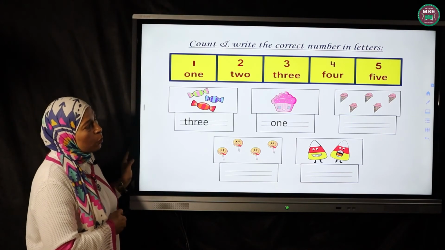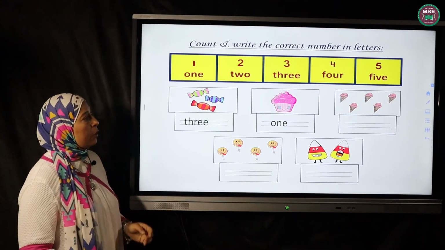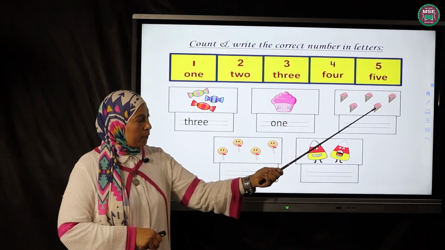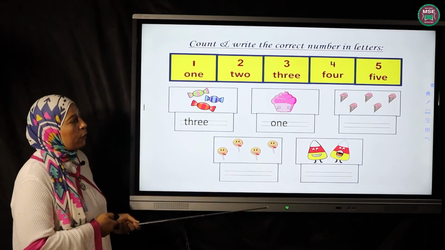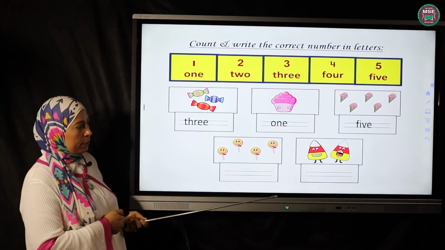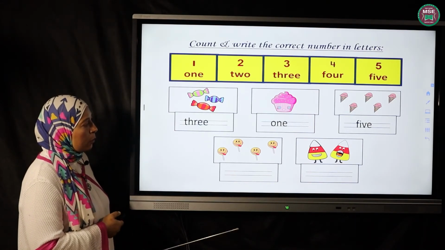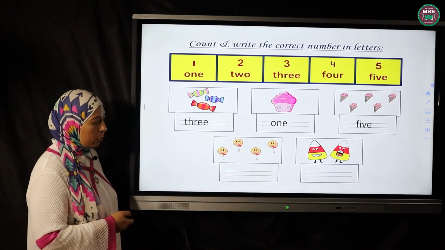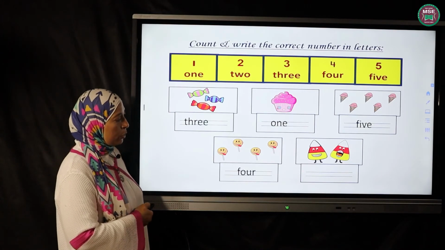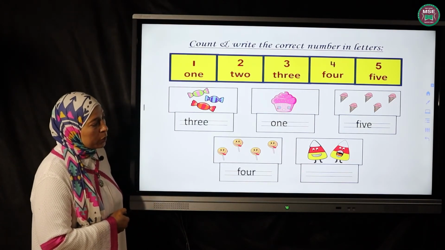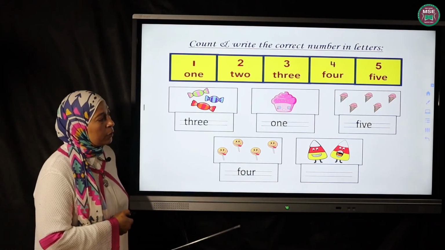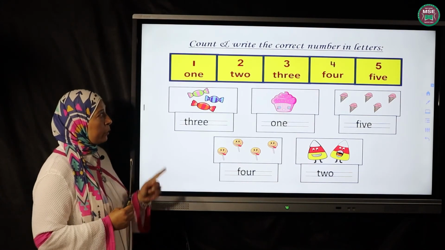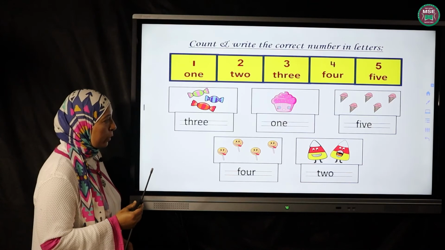What about the ice cream? How many ice creams? 1, 2, 3, 4, and 5. Okay, so we're going to write number 5. Yes, 5. Okay, how many lollipops? We have only 1, 2, 3, and 4. So we're going to write number 4. And the last one, how many? 1, 2. So we're going to write number 2. Okay, if you still cannot write the numbers very well, you can just look up there and write them, but you have to study them very well.